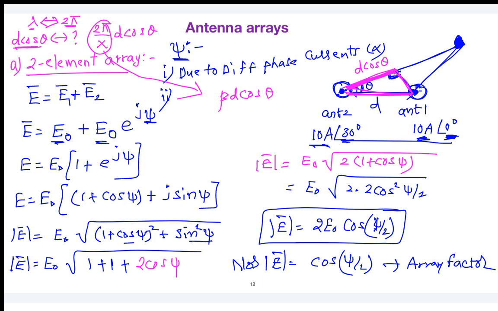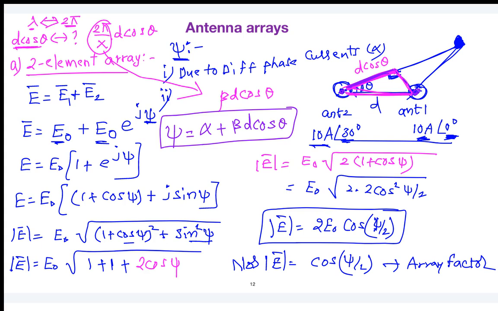So the total phase shift psi is a contribution of alpha, which means the difference in the phasor currents, plus the extra distance also causes some phase shift. So that additional phase shift is beta d cos theta. So this is the phase shift which has exactly happened.